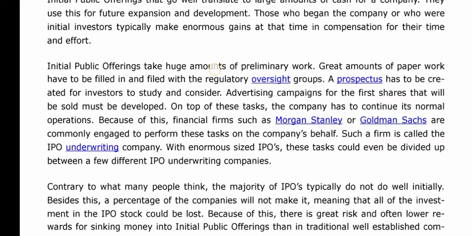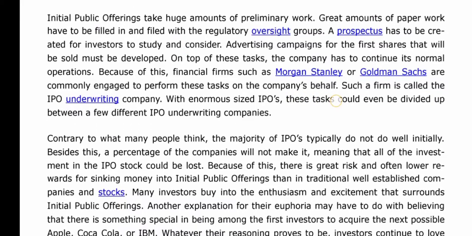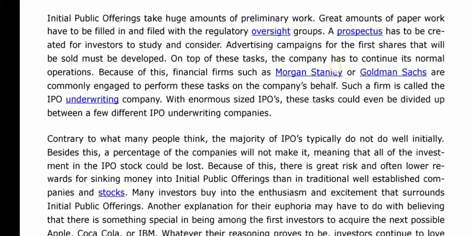An initial public offering involves a great amount of paperwork that has to be filed with the regulatory oversight group. The prospectus has to be credited for the investor to study and consider the advantage.